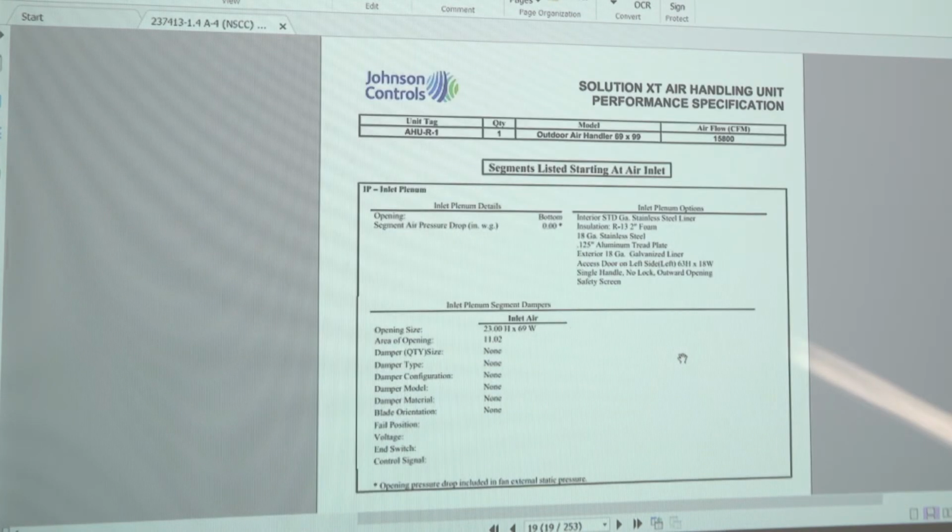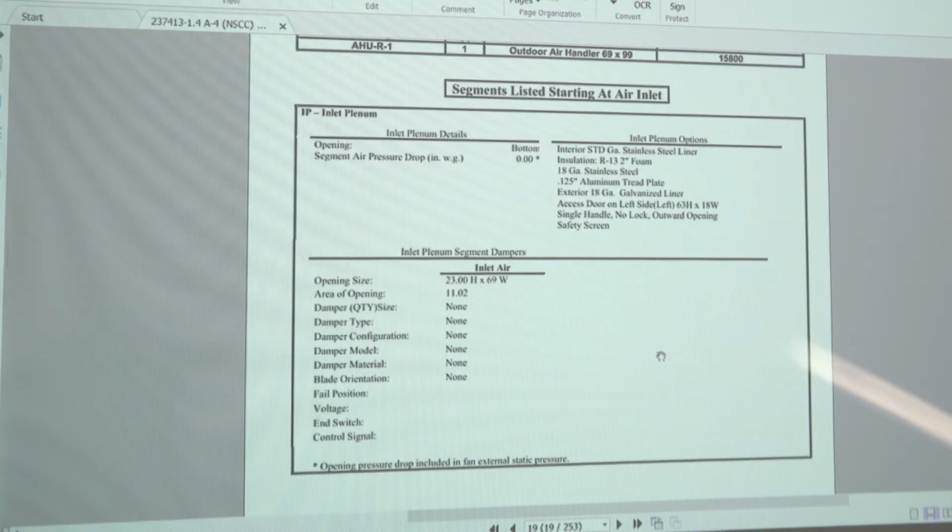You get into the different segments that exist within the air handlers. Talks about the liners of the sections. It talks about the insulation values, the construction materials that are used, your access door locations with the sizes, handles, whether there's locks, no locks, outward openings, safety screens. Okay, so when you're getting into the units where there are fan sections and the safety screens in locations.